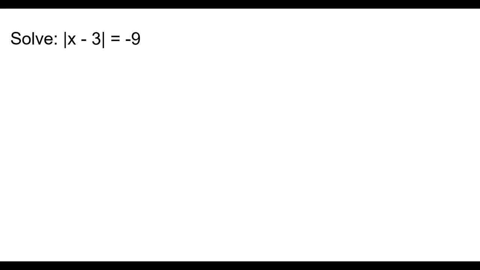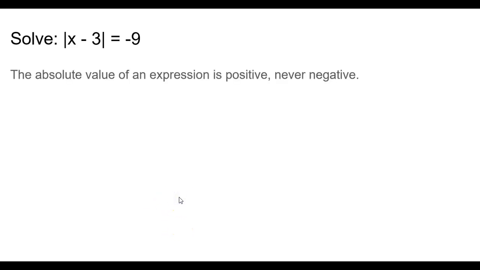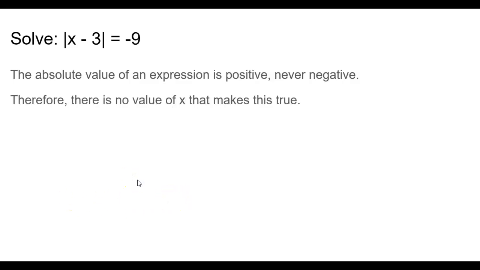Solve the absolute value of x minus 3 equals -9. Hopefully there are alarm bells going off in your head right now because you see the absolute value of an expression equals -9. Well, we know the absolute value of an expression is positive. It is never negative. Therefore, there is no value of x that makes this true because no matter what we plug in for x, when it comes out of the absolute value bars, it becomes positive. And so this is simply no solution.